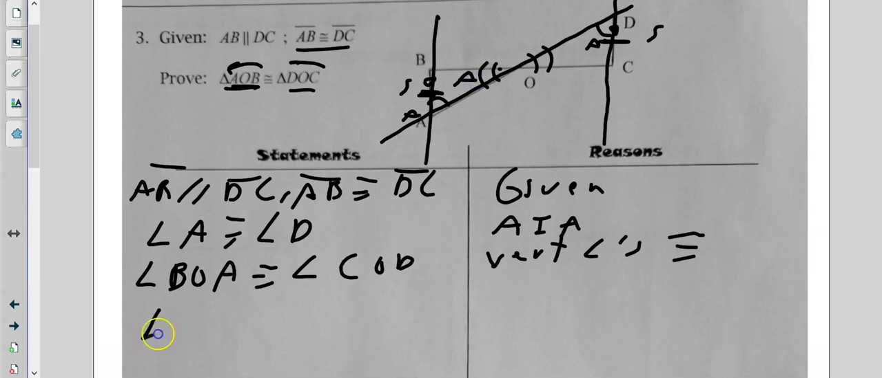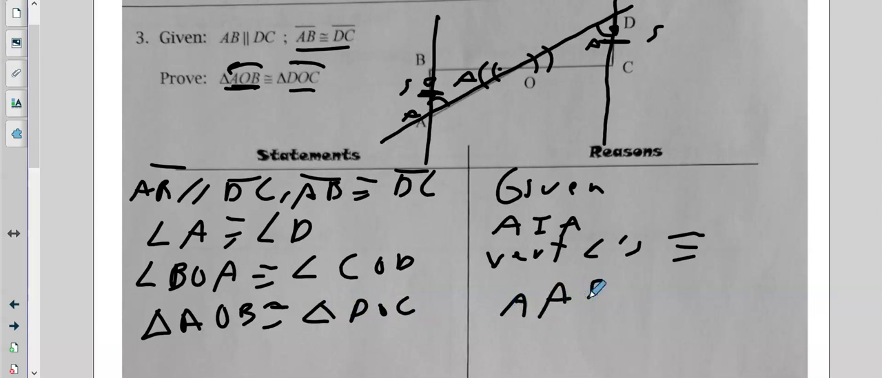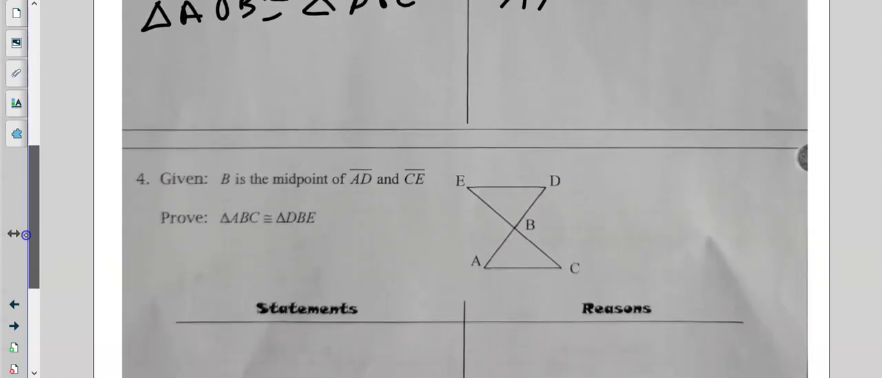So we can now say triangle AOB or BOA, whatever you want to do, AOB is congruent to triangle DOC, and that's by AAS. Again, if you just take it step by step, you mark everything, you label everything, it practically writes itself. I know proofs are hard at first, but once you get in the habit, it's really not that bad.